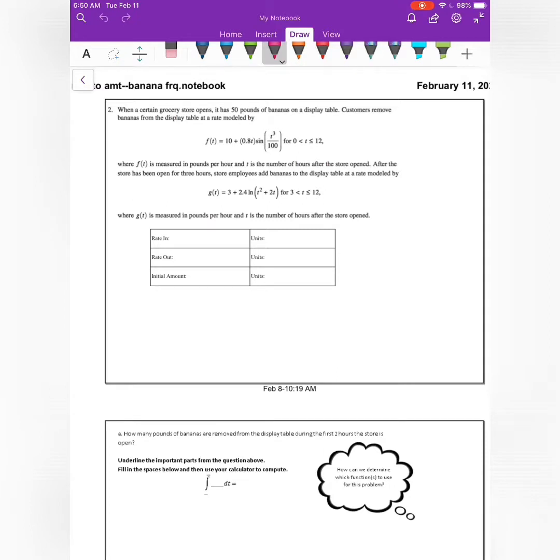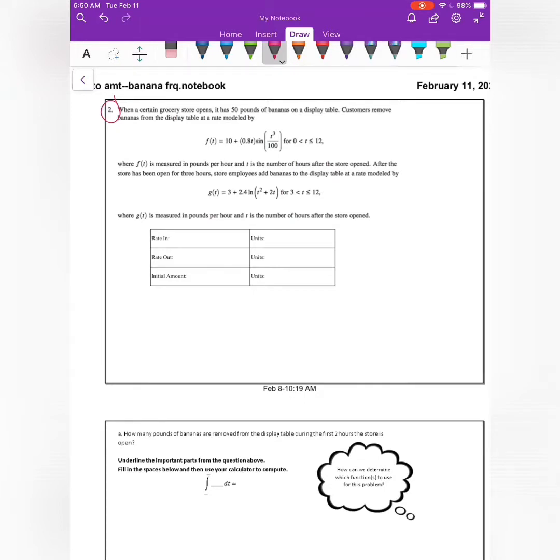It says, when a certain grocery store opens, it has 50 pounds of bananas on a display table. Customers remove bananas from the display at a rate modeled by this f of t. Now, it's a complicated equation. This would be a calculator FRQ. It is number 2. Numbers 1 and 2 on an FRQ are always a calculator and the rest are non.